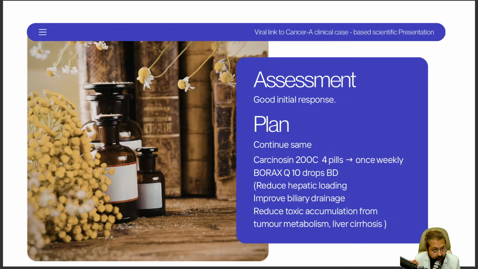If that biliary drainage is okay, then by default the digestive system will get toned up. And once it has been toned up, the body will start gaining energy, right? It is also very important to reduce toxic accumulation from tumor metabolism and liver cirrhosis. So it is not going to help only to reduce drainage; it is going to help tone up that organ specifically. Carcinosin 200, 4 pills once weekly, we continue.